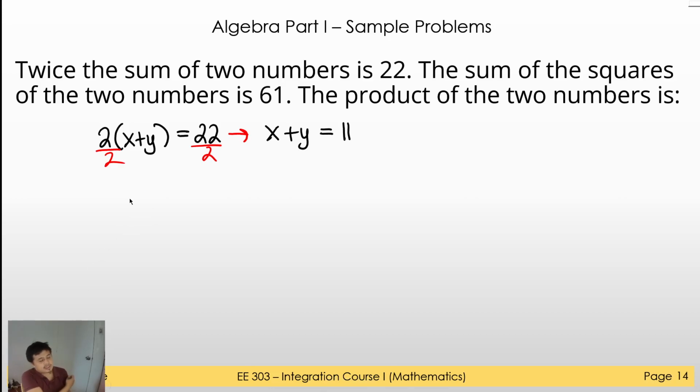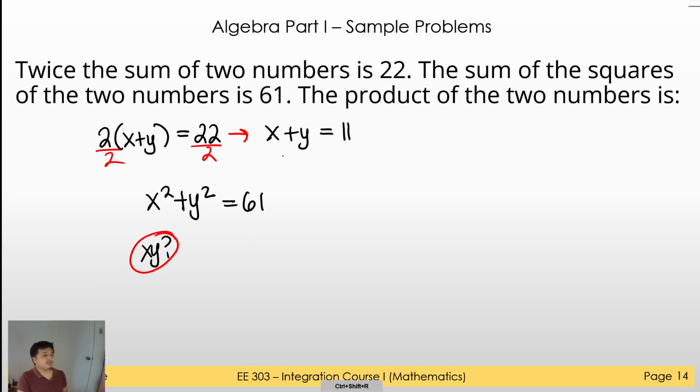To simplify this equation. And then for the second sentence, we have the sum of the squares. So the sum of the squares of these two numbers is equal to 61. So what we're trying to find is the product of the two numbers. So we are trying to find xy. So how do we find xy here?